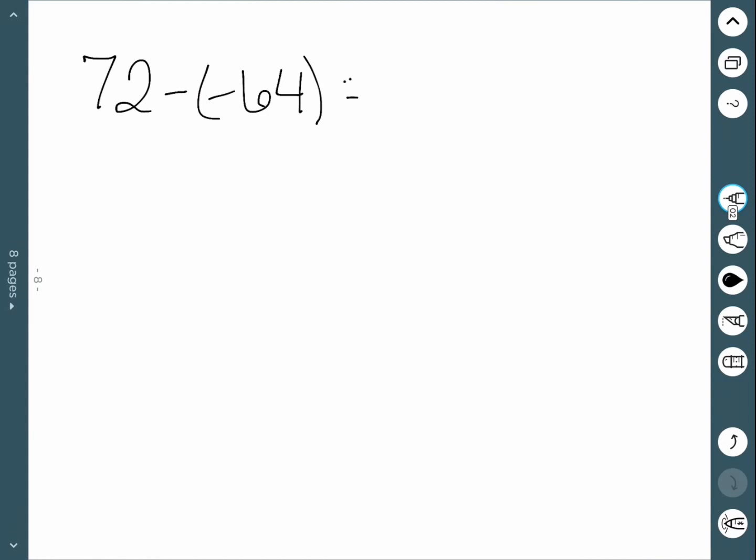72 minus negative 64. We know this is 72 plus 64 because the double negative cancels. 72 plus 64 is 136, and they're both positive, so this will stay positive.